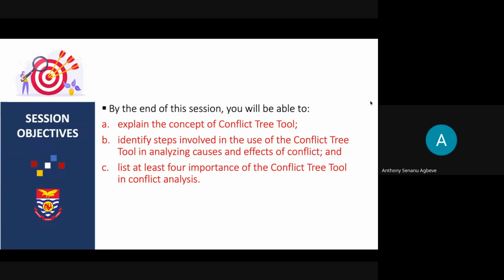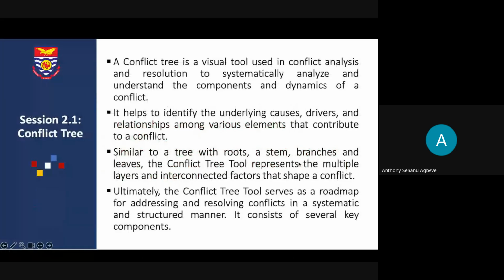So for the first one, we'll be looking at the conflict tree. For this session, you should be able to identify the steps involved in the use of the conflict tree tool in analyzing the causes and effects of a conflict, and then also identify some benefits of using the conflict tree tool in any conflict analysis. So we delve straight into it.